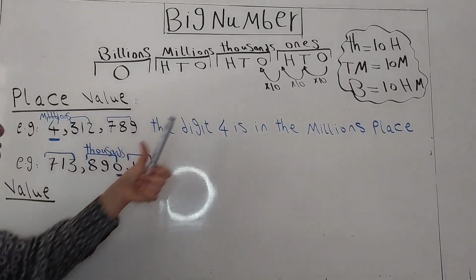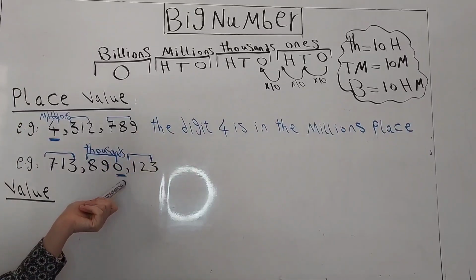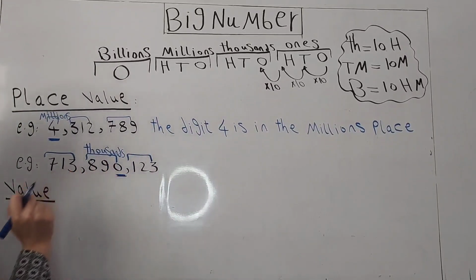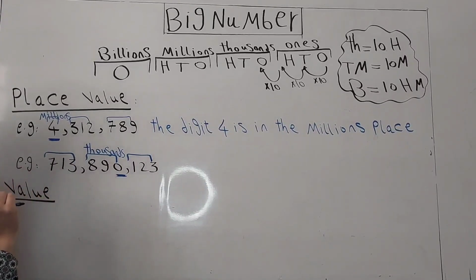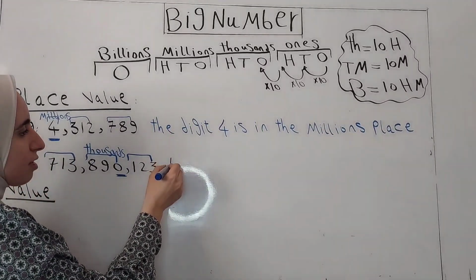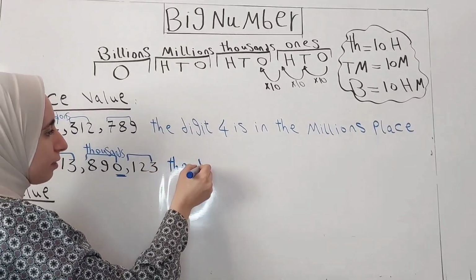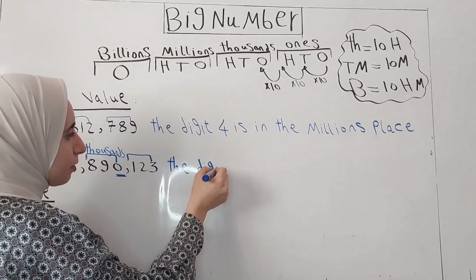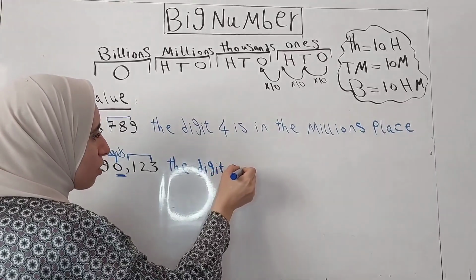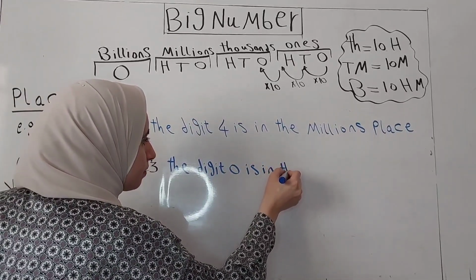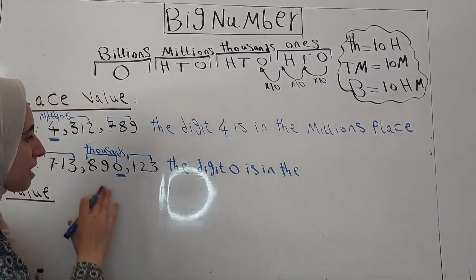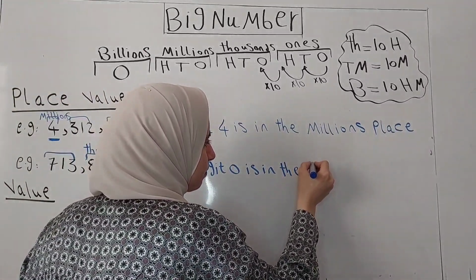In which place, ones, tens, or hundred? In the ones, tens, and hundred... the word "ones" is not read. So the digit 0 is in the thousand place.